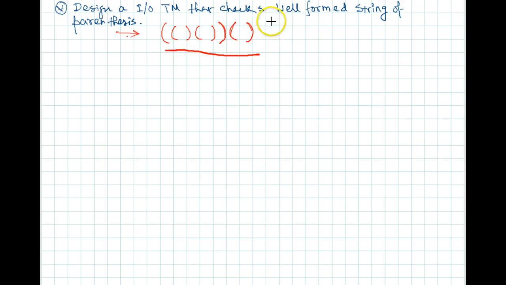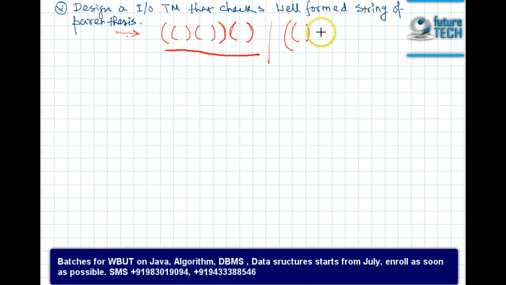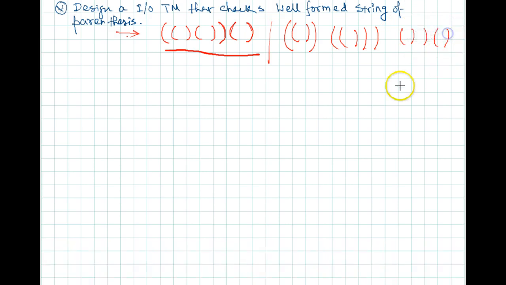And if I can give you one example, something like this, this is not well-formed, but this is well-formed. Again, you can consider that this is not well-formed. This is again not well-formed.